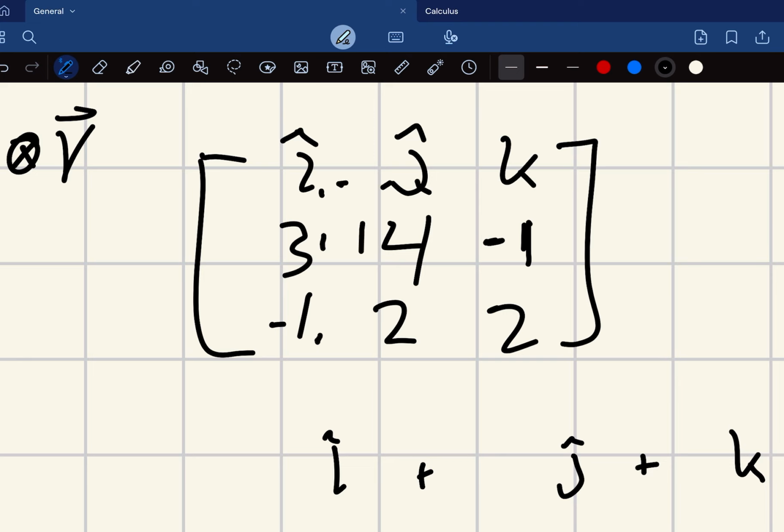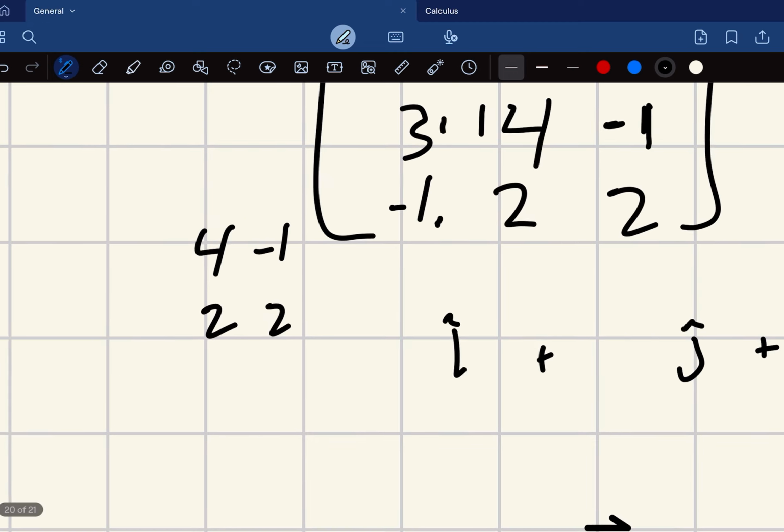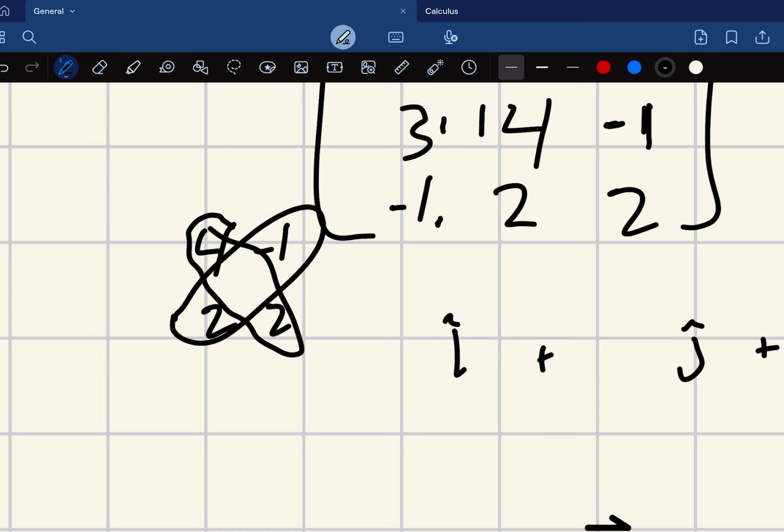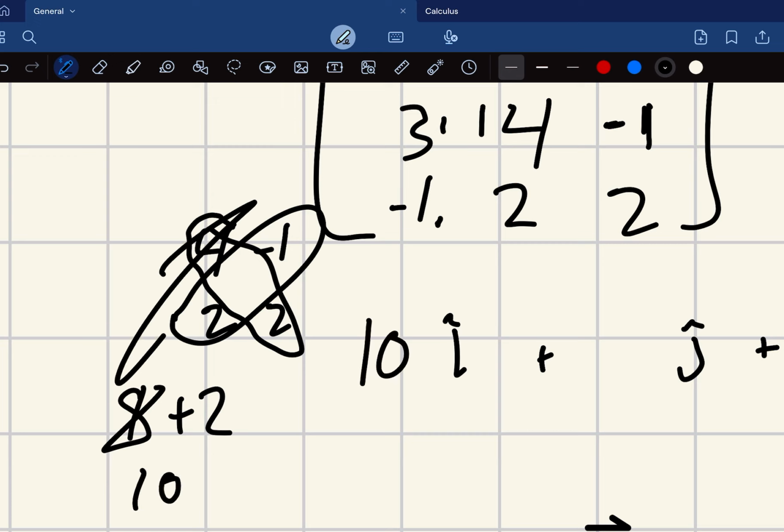So we are left with this matrix right here, which is 4, -1, and then 2, 2. So the determinant of this matrix is this minus this. So 4 times 2, which is 8, minus negative 1 times 2, which is plus 2, is equal to 10. So this first constant is equal to 10.